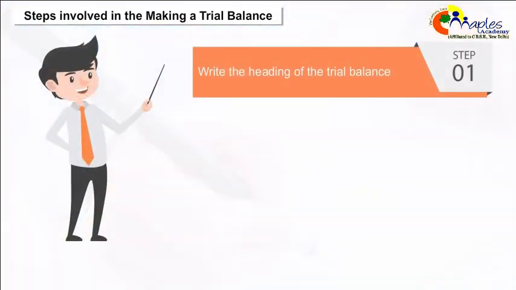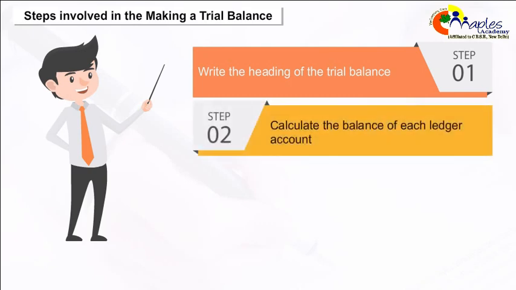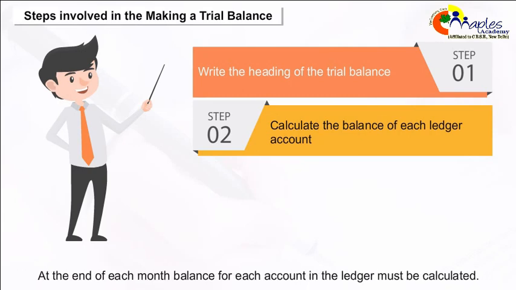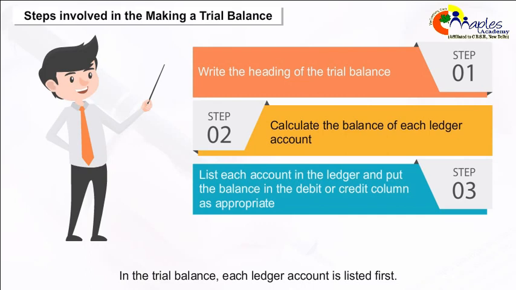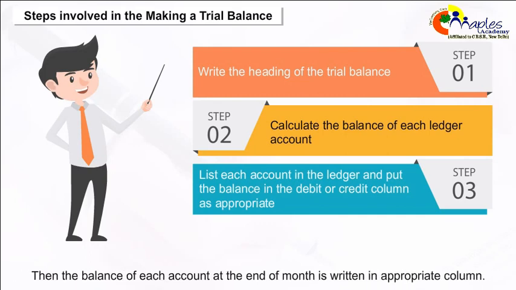Step 1. Write the heading of the trial balance. Step 2. Calculate the balance of each ledger account. At the end of each month, the balance for each account in the ledger must be calculated. Step 3. List each account in the ledger and put the balance in the debit or credit column as appropriate. In the trial balance, each ledger account is listed first. Then, the balance of each account at the end of the month is written in the appropriate column.